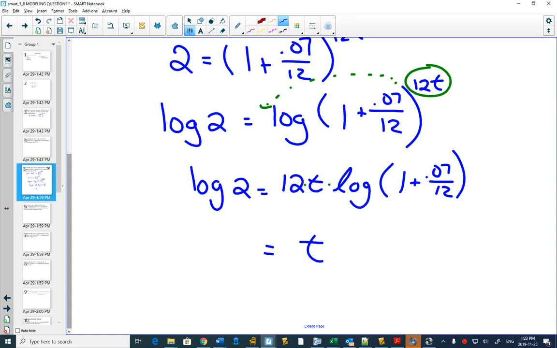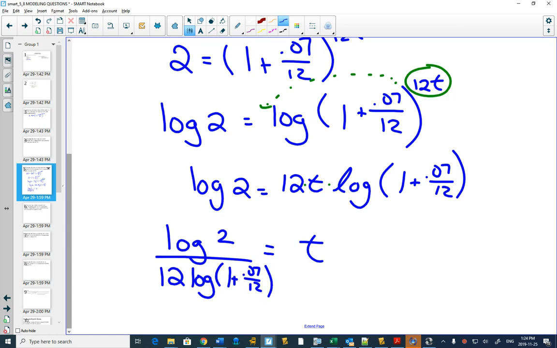So if I wanted to get t by itself and t is multiplied by a bunch of numbers, the opposite of multiplying is dividing. So if I divide both sides by the 12 and the log of 1 plus 0.07 divided by 12, I would get t all by itself.